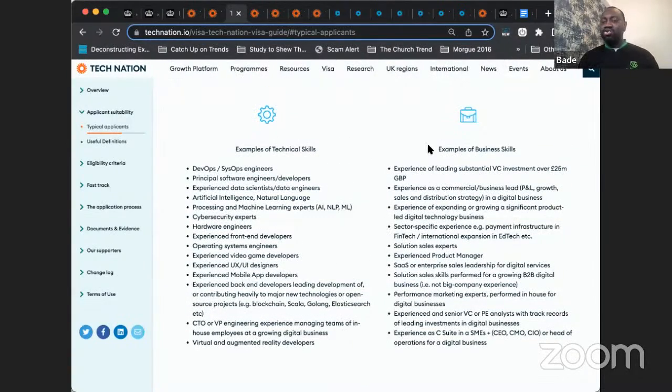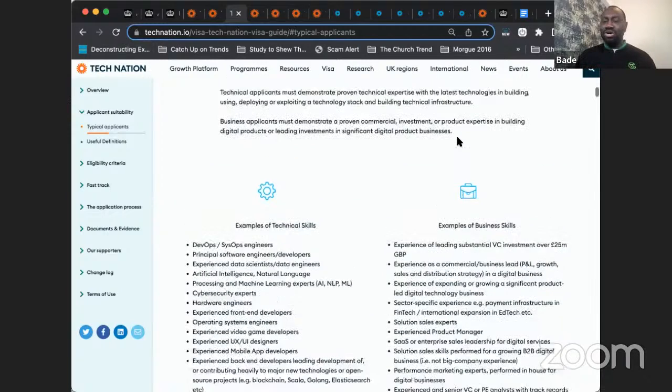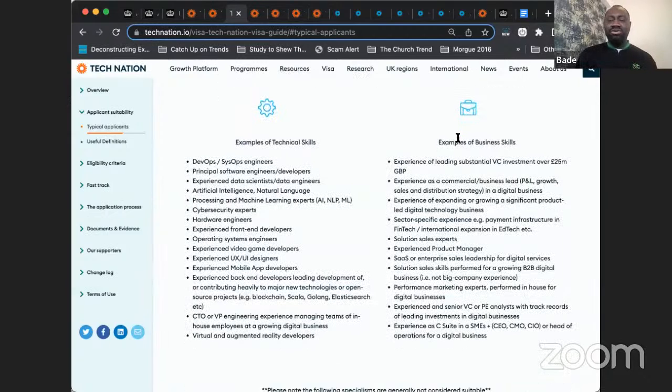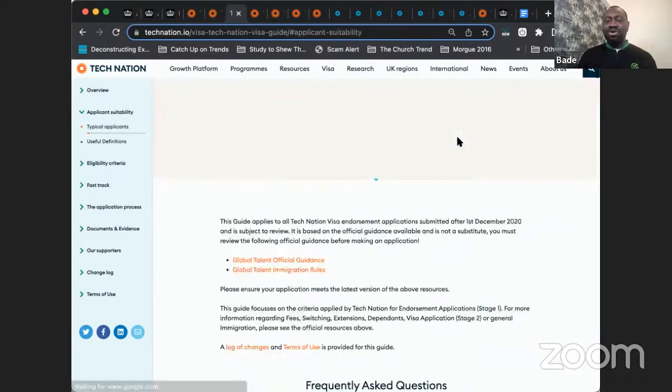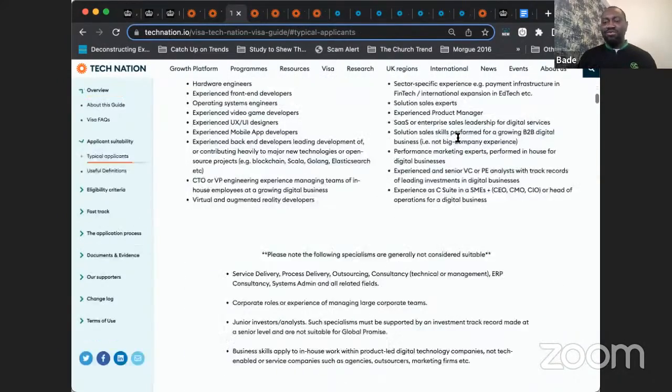But then there are also business skills that will qualify: the project managers, the marketing managers, right? It's written there as performance marketing, SaaS sales, and so on. All of those would also qualify in the Tech Nation visa route, as long as you are working in a tech-enabled digital technology field, right? It has to be tech-enabled. So you can't just say, oh, fine, I work in tech, so therefore I'm qualified for this visa.